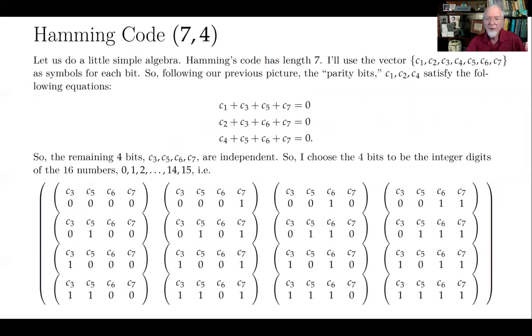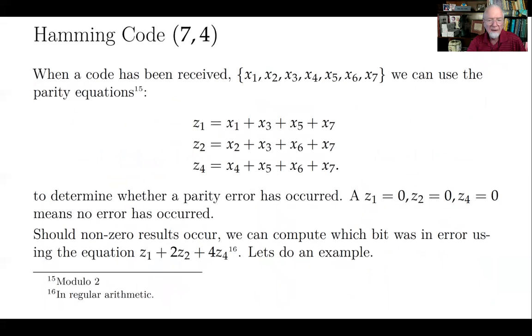Okay. So we have C1 through C7, and C1, C2 and C4 are the parity bits. So C3, C5, C6, and C7 are the code words. All right.